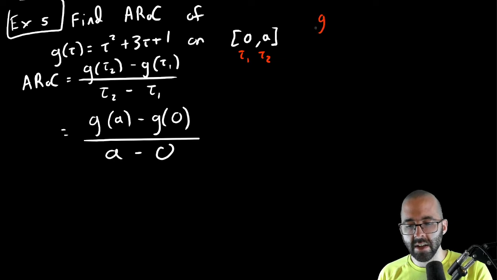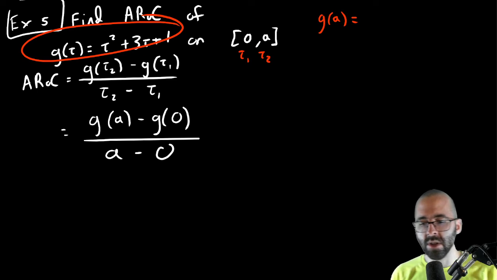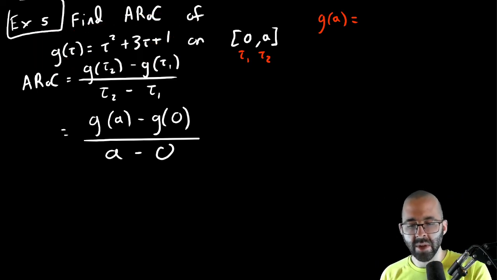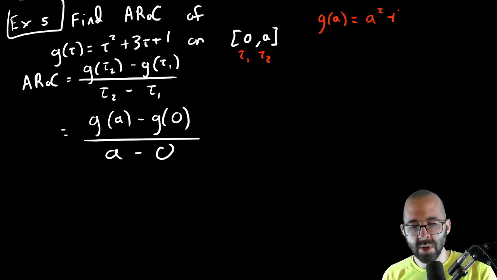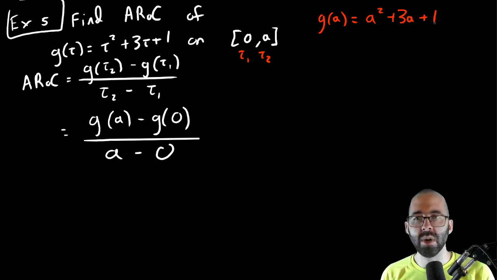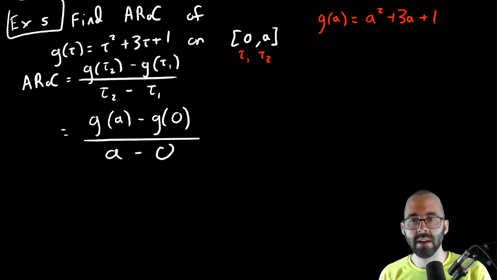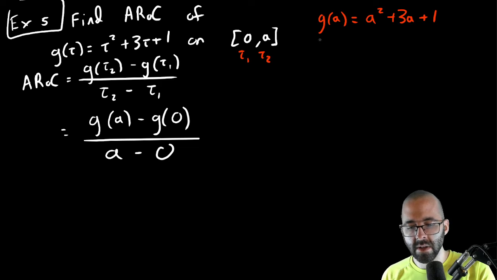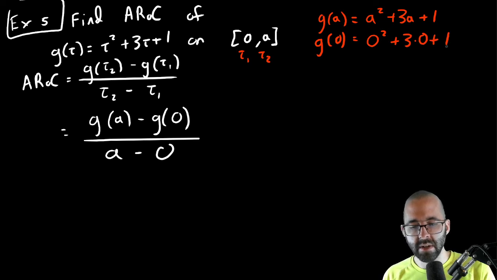What is g of a? This goes back to 3.1. g of a says, look at g. Replace all the t's with a's. a squared plus 3a plus 1. That's g of a. How do we find g of 0? Replace all the t's with 0. g of 0 is 0 squared plus 3 times 0 plus 1. That's 0 plus 0 plus 1. g of 0 is just equal to 1.